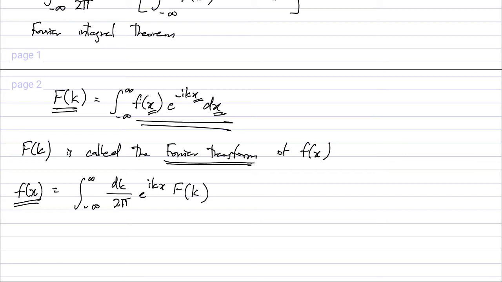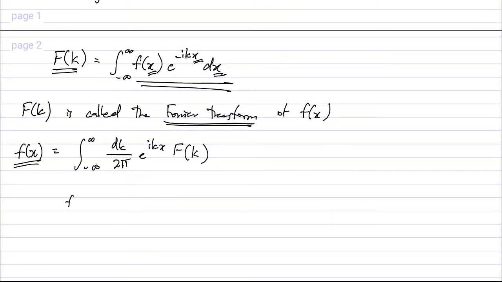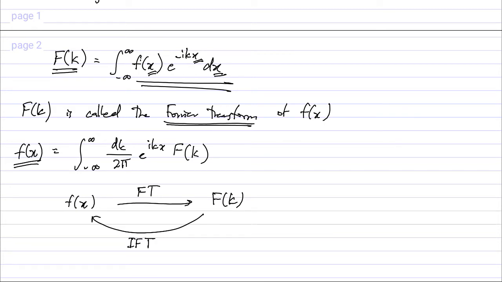You can go from the original function, take the Fourier transform, and you'll get capital F of k. That's the Fourier transform of f of x. And you can go backwards. You can take the inverse Fourier transform, if you want to say it like that, and you'll get back to f of x. That's how you get back to f of x from capital F of k. This is how you take the Fourier transform.